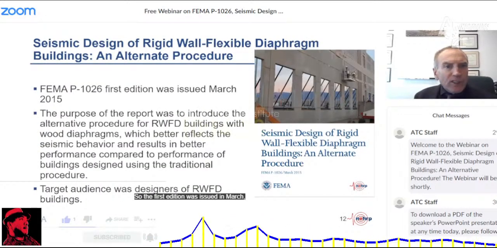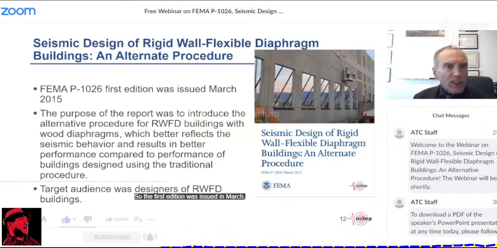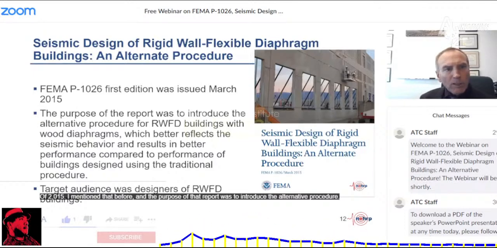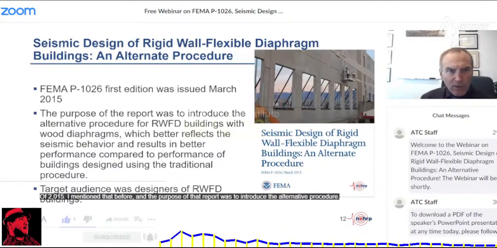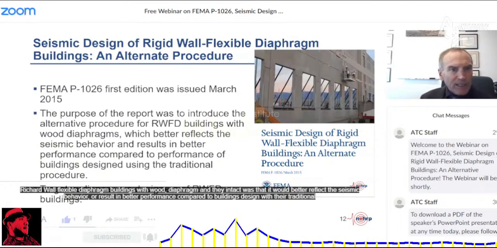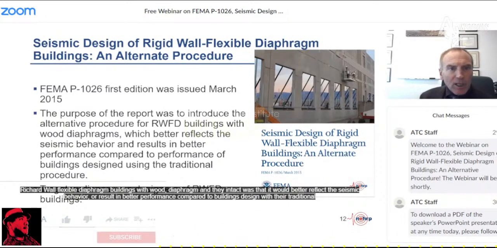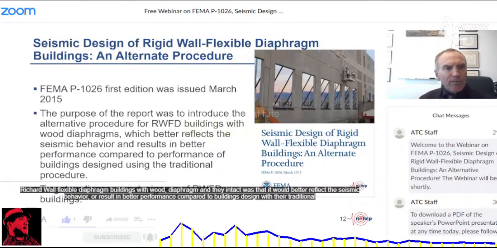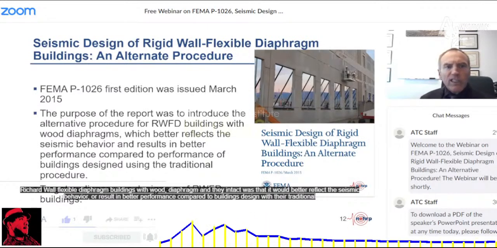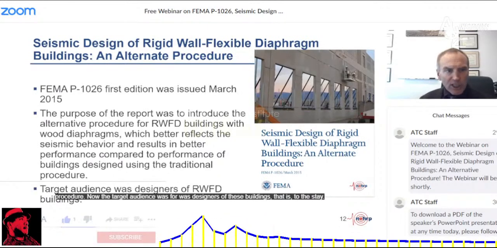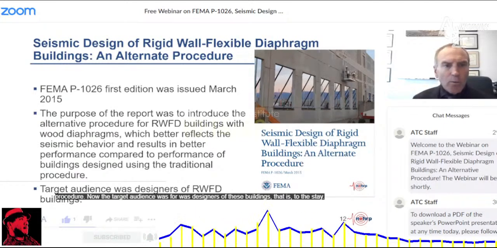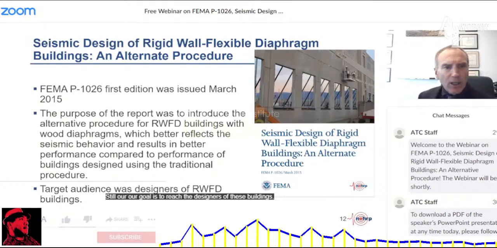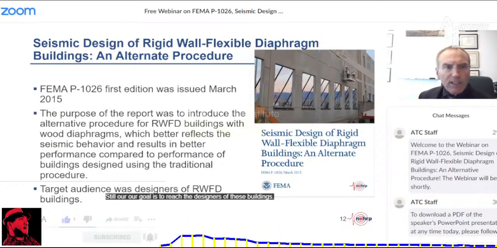The first edition was issued in March of 2015. I mentioned that before, and the purpose of that report was to introduce the alternative procedure for rigid wall flexible diaphragm buildings with wood diaphragms. The intent was that it would better reflect the seismic behavior and result in better performance compared to buildings designed with the traditional procedure. And the target audience was designers of these buildings. To this day, our goal is still to reach the designers of these buildings.